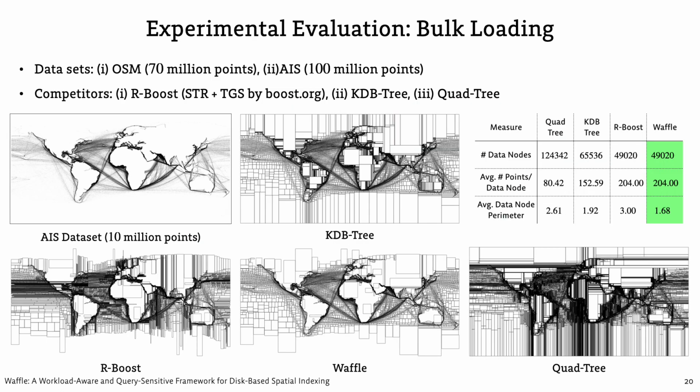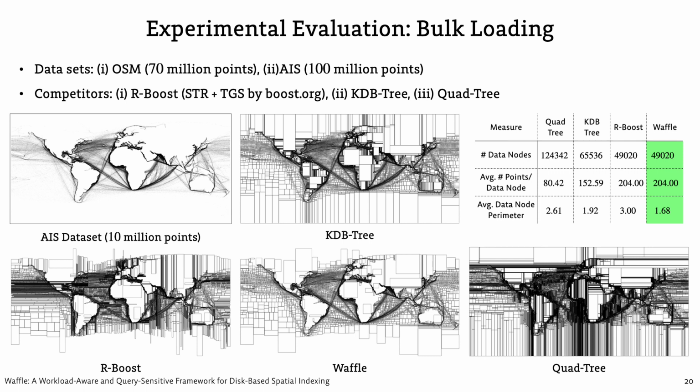Next, we move on to experimental evaluation. Note that we cover many experiments in the paper, but in the slides we only focus on a select few. We use two datasets. First, OSM, the OpenStreetMap dataset. However, in this case, it only focuses on the United States. It contains 70 million data points. Second, AIS, which is a dataset of ships located across the globe. It contains 100 million data points.